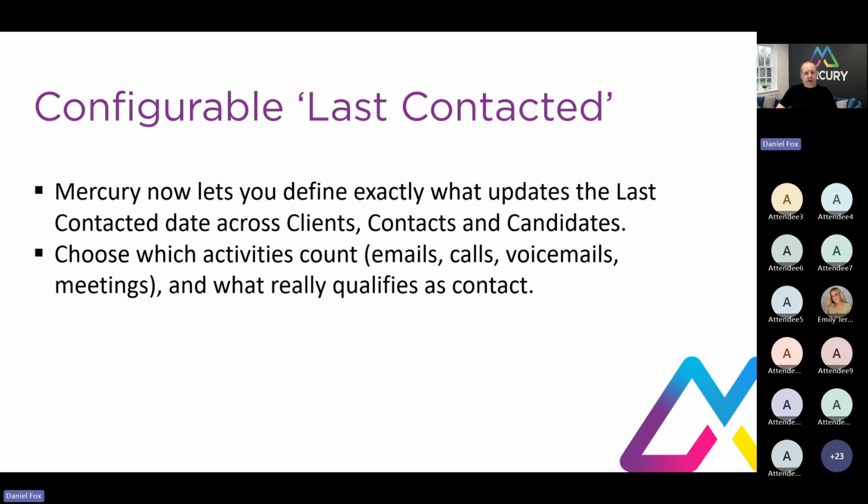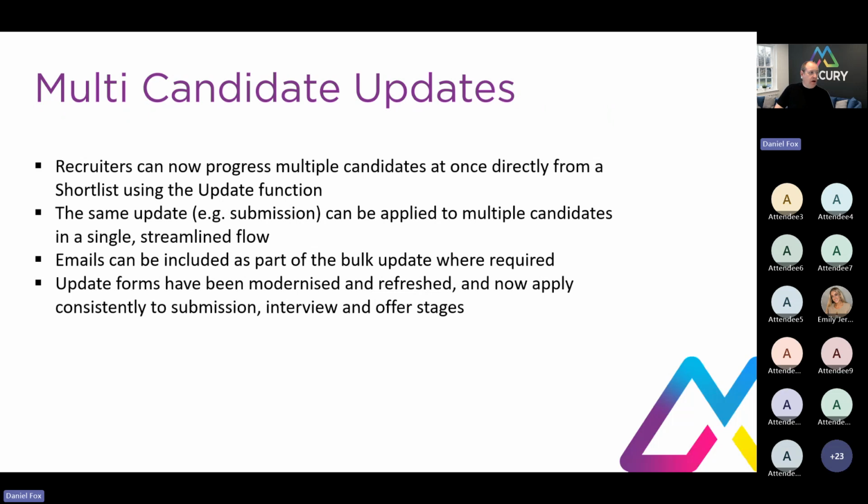The next one is about speeding up how you work: multi-candidate updates. If you've ever had to submit 5 candidates to a hiring manager and you've had to go in and do it one by one, then you're really going to like this, because now you can progress multiple candidates all at once from a shortlist. It's a seamless single flow. You select your candidates, you apply the update, and you advance them all through to submission or to interview, whatever. You do it all at once, and Mercury will then trigger all of the other necessary actions that sit behind it.